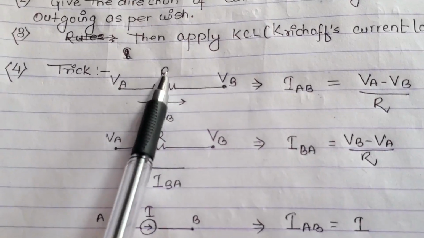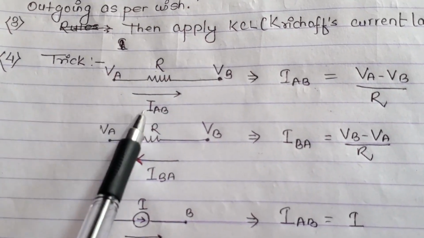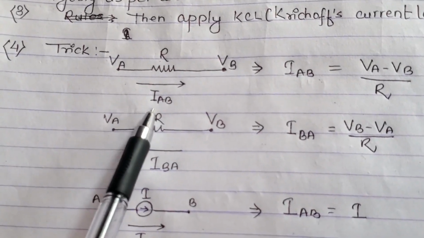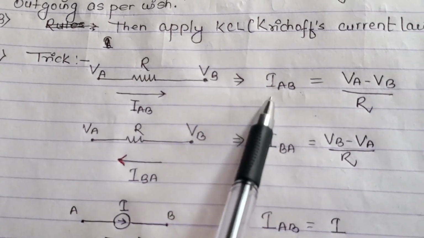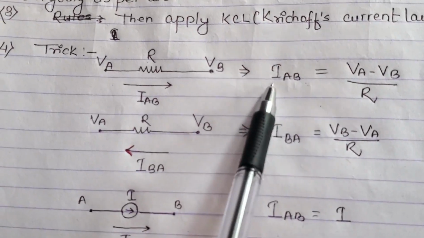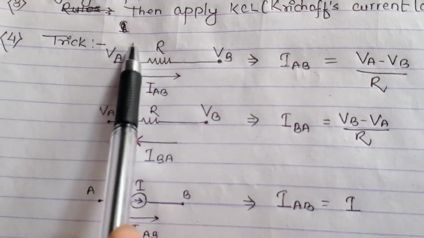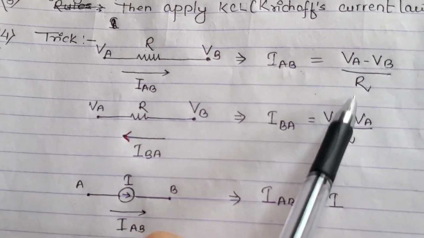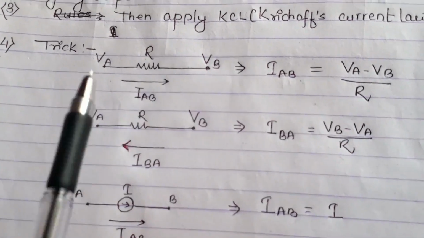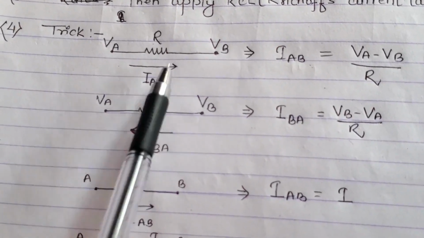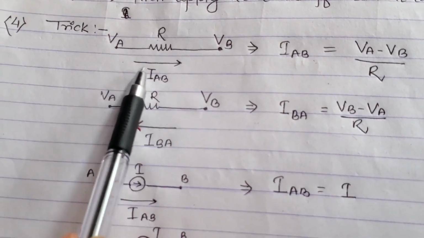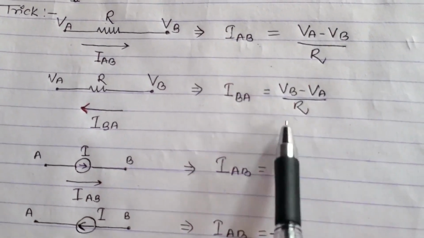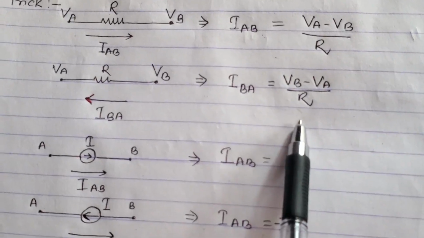If you find a single resistance, all you need to do is find the current IAB. If the current is moving from A to B, all we will do is IAB equals the potential difference upon resistance, (VA minus VB) by R. After that, if you have assumed the outgoing current from B to A in the same branch, the equation changes the other way around: (VB minus VA) by R.